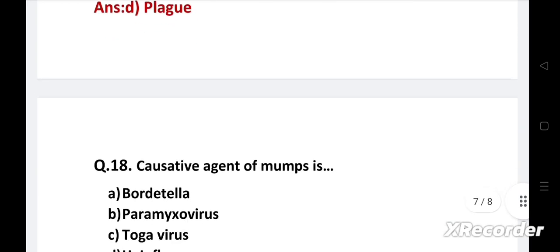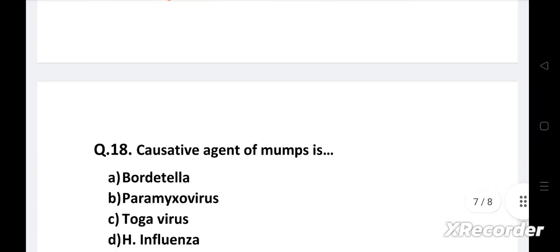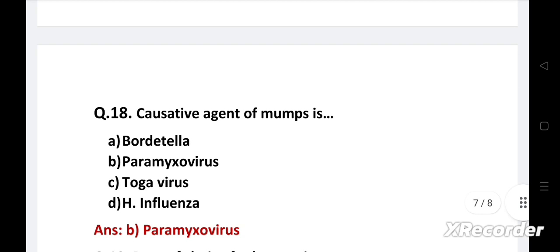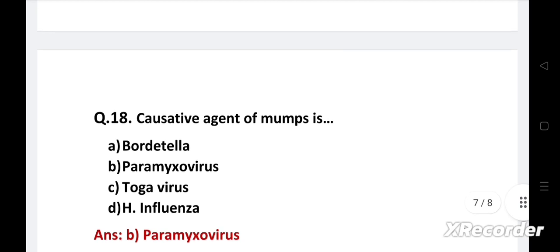Next question. Causative agent of mumps is option A, Bordetella. B, paramyxovirus. C, togavirus. D, Haemophilus influenzae. Right answer is option B, paramyxovirus.